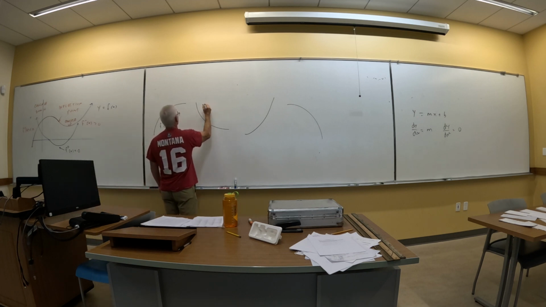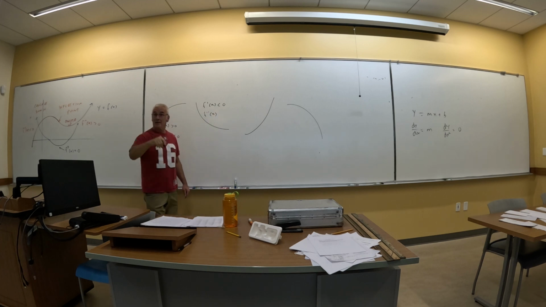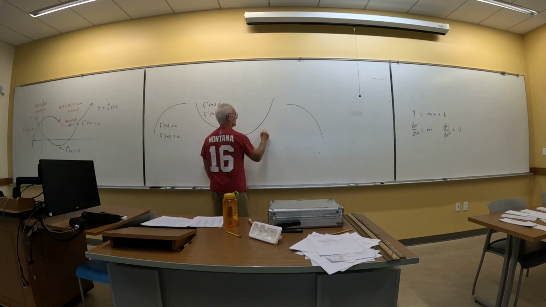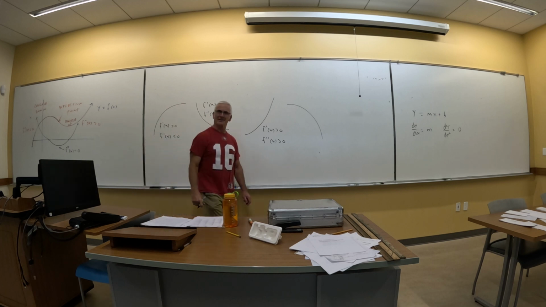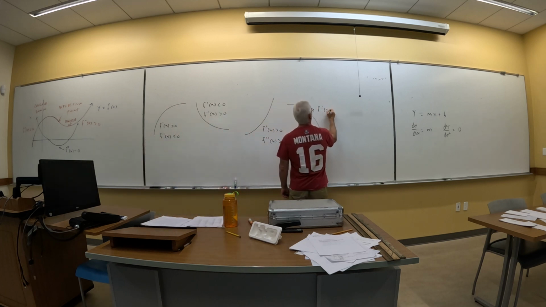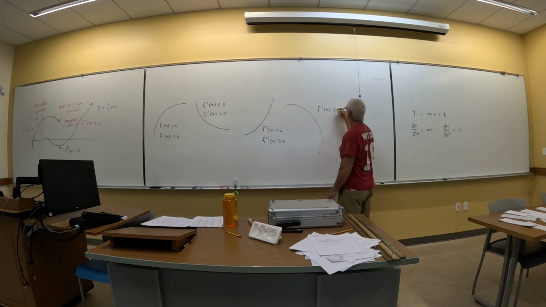How about this one? First derivative is negative because it's going downhill. The second derivative is positive because it's bending upwards. Ooh, totally different. This one, the first derivative is positive because it's going uphill. And the second derivative is positive because it's bending upwards. Well, it only leaves one possibility now, doesn't it? This one, the first derivative is negative, and the second derivative is also negative.